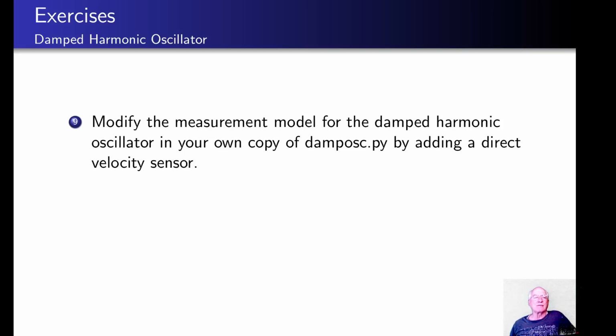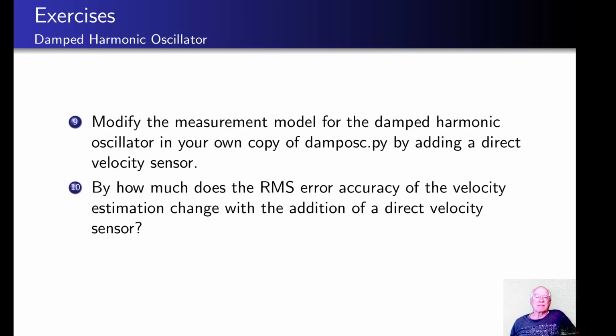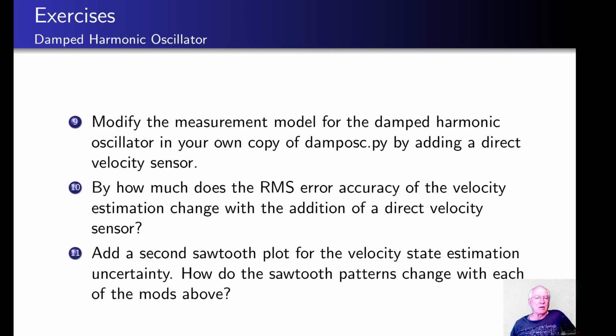Next we come to the damped harmonic oscillator, and the first thing I'd like you to do is modify the measurement model so that you have, again, a direct velocity sensor, just like you did for the constant velocity motion. And then ask yourself, how much does the RMS error change for both the velocity estimation and the position estimation? And then create a second sawtooth plot so that you can take a look at the velocity state estimation sawtooth and see how that pattern changes with the addition of a new sensor.